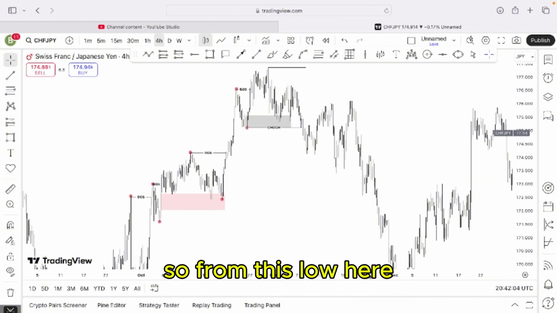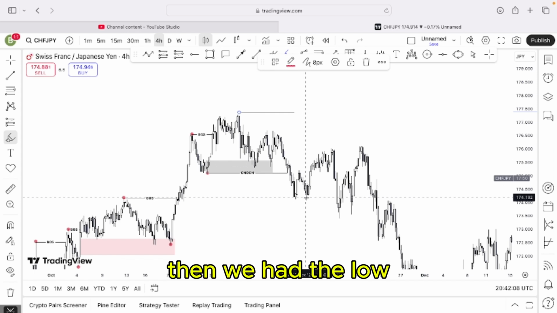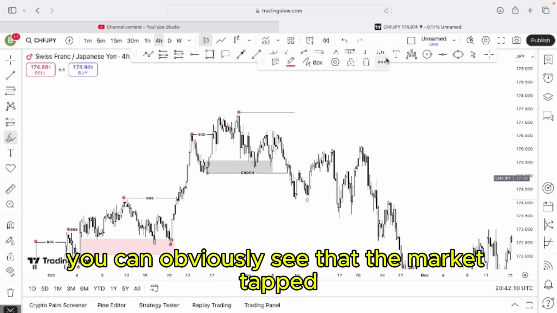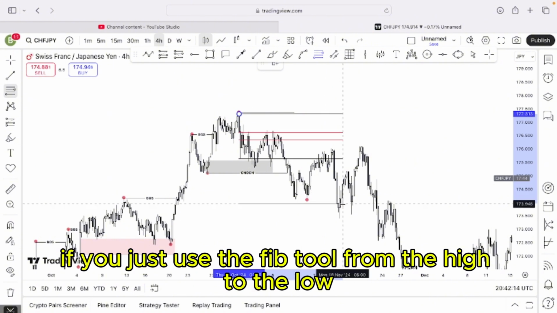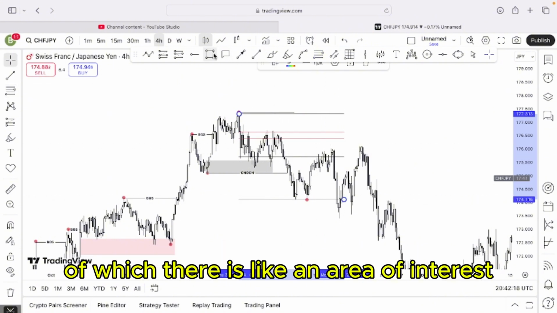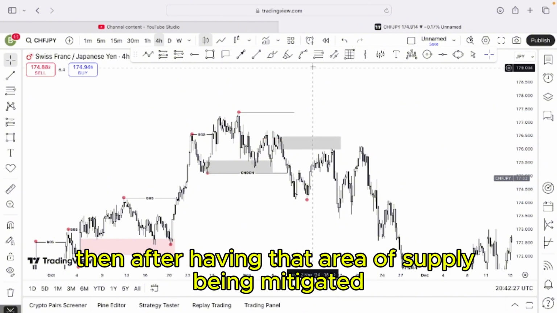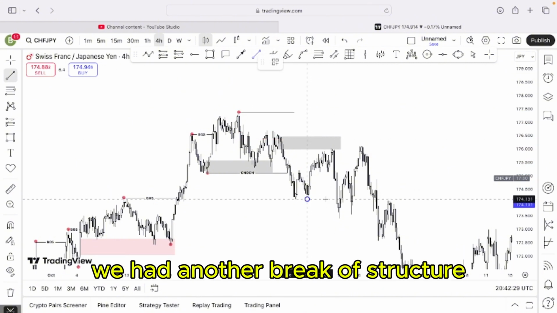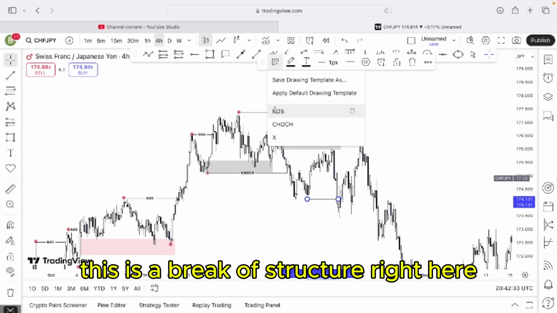So from this low here, from this high here, we had the high, then we had the low. You can obviously see that the market tapped into an area of interest. If you just use the fib tool from the high to the low, you can see that we tapped into that 0.5 level, where there is an area of interest, which is this area of supply here. Then after having that area of supply being mitigated, we had another break of structure, just because this was the supply. This is a break of structure right here.